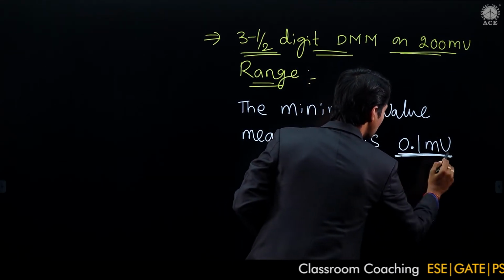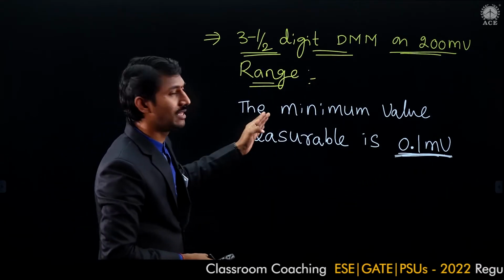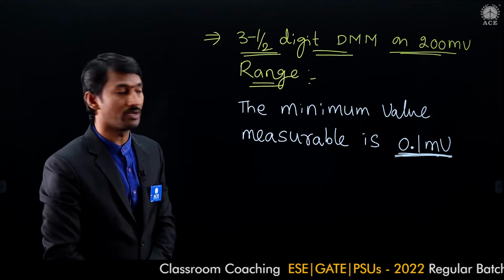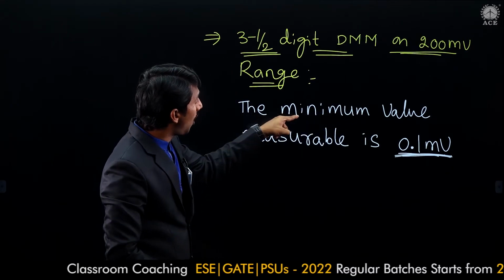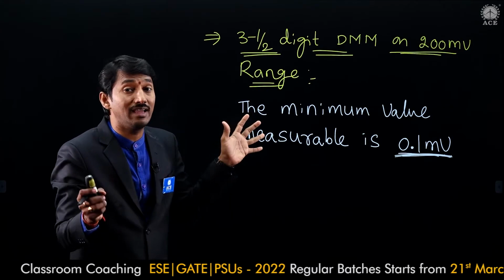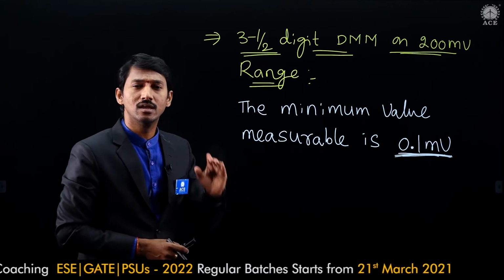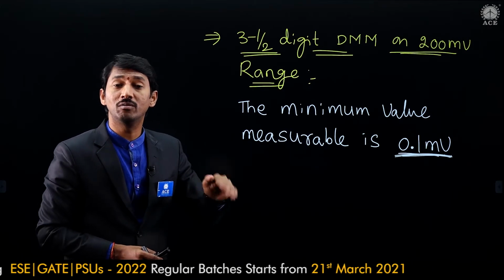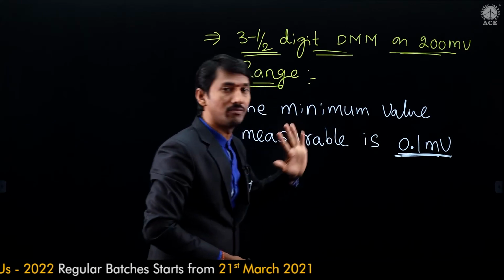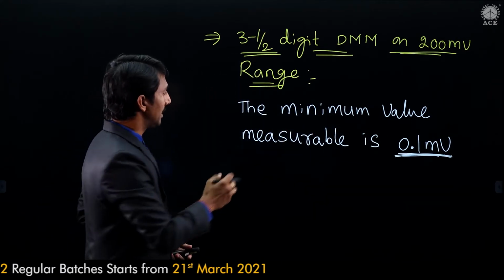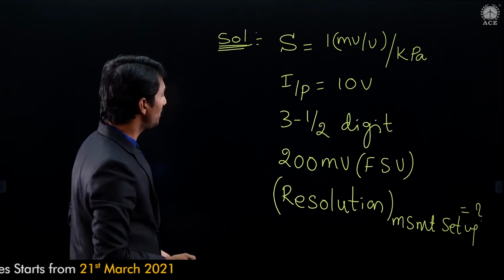0.1 millivolt. This is playing the crucial, main key role in the given question. So in this, minimum value means the resolution of the 3.5 digit only, not the entire setup. Only the resolution of this device, that is the minimum value measurable. Minimum value, what is it? Smallest measurable input change. How much? 0.1 millivolt.